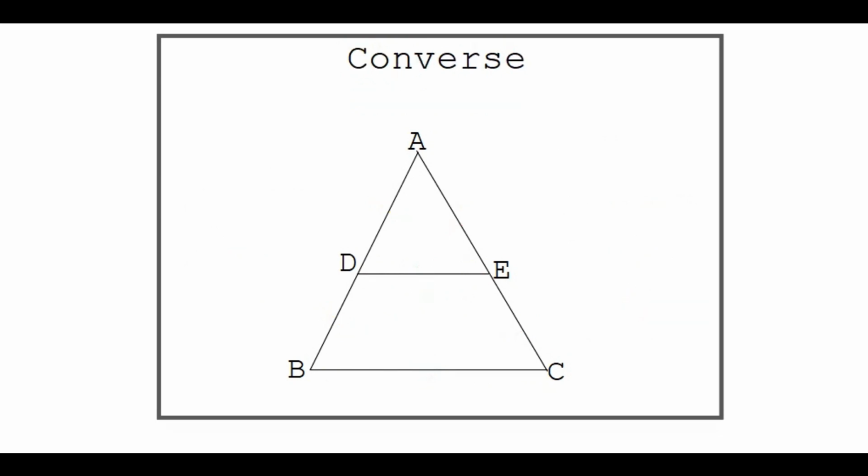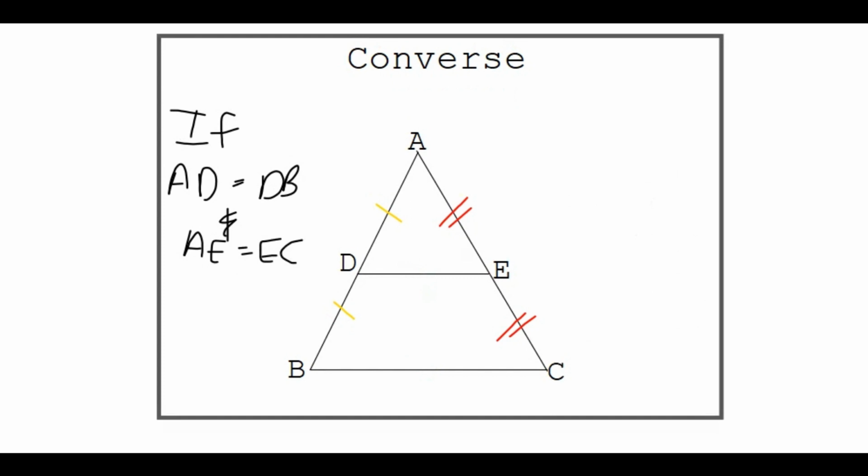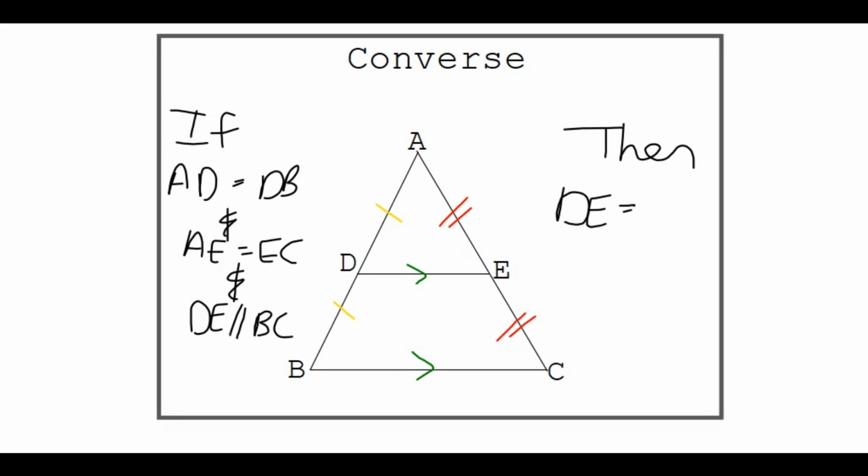The converse of the theorem says if AD and DB are equal, and on the other hand AE equals EC, same as previously. So let me write that down. AD equals DB and AE equals EC. But there's now a third requirement that's added here. DE should also be parallel to BC. Remember, it's the converse, so this is now part of the requirements. DE parallel to BC. Then DE will be half the length of BC. So then we have DE half the length of BC, and that is the converse.